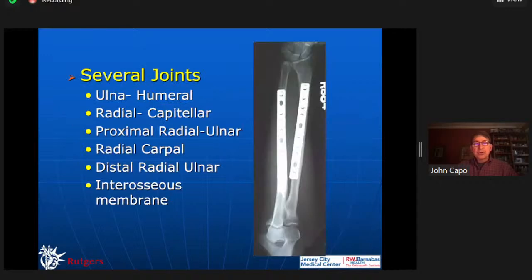So that's important. And then this forearm axis has several joints. It's very complicated. There's the humeroulnar joint, which is critical. There's the radiocapitellar joint, which is somewhat expendable sometimes, but has to be lined up well. Then the radiocarpal joint, DRUJ, PRUJ, and the interosseous membrane with the central band.